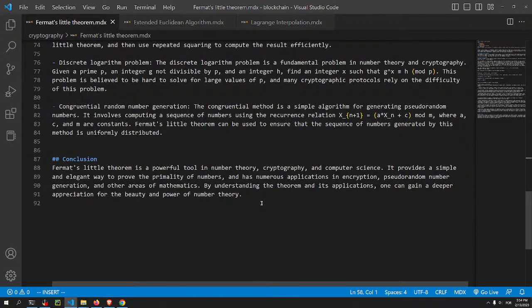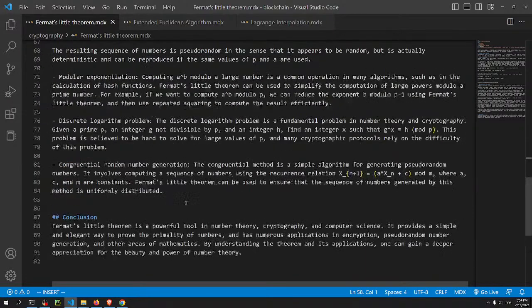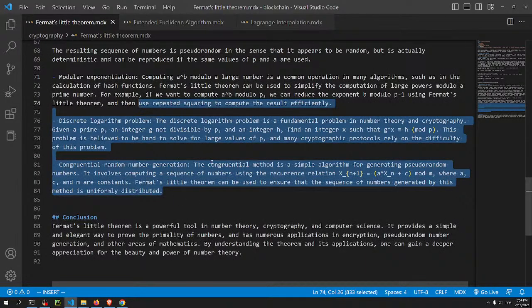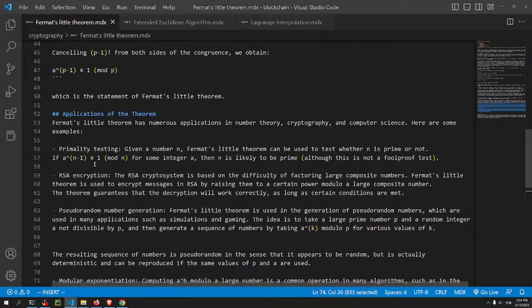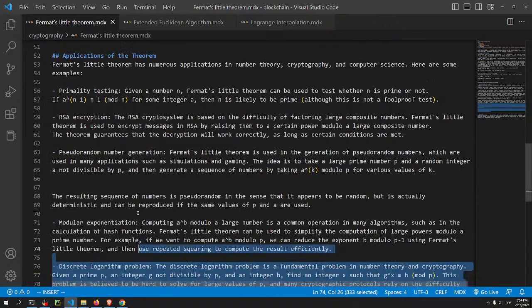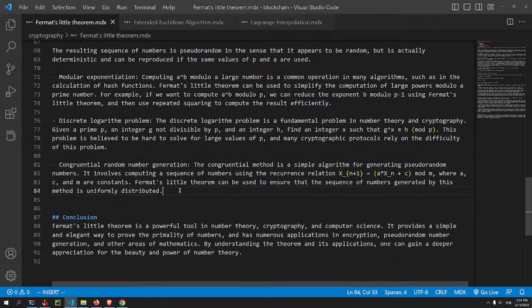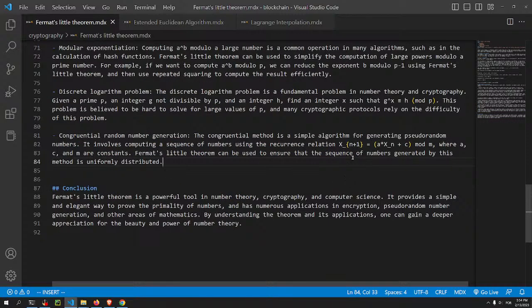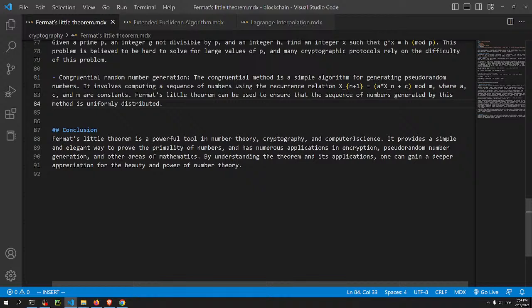Linear theorem is a powerful tool in number theory, cryptography, and computer science. What I'm probably gonna do is just read this stuff and check to see if it's correct, and I'm gonna leave it like this. Or maybe I'm gonna remove some of these as well. Computer science, it provides a simple analog way to prove primality of numbers and has numerous applications in encryption, pseudorandom number, areas of mathematics. By understanding the theorem and these applications, one can gain a deeper appreciation for the beauty.